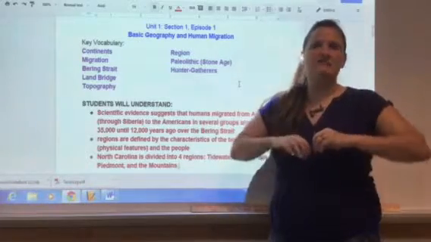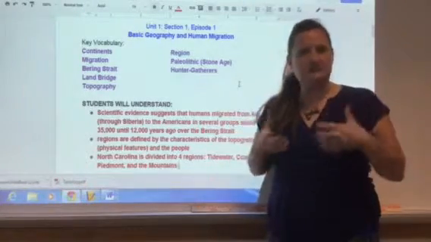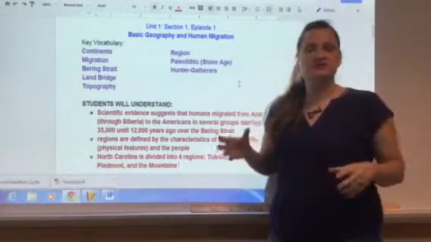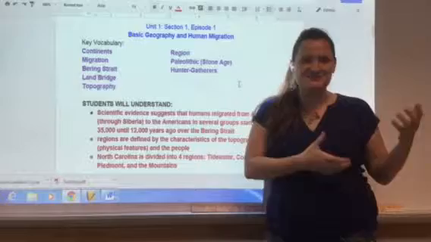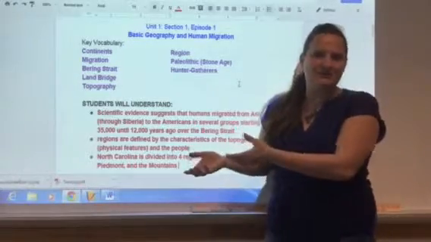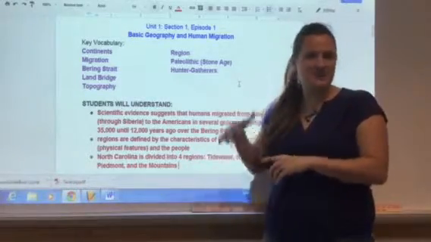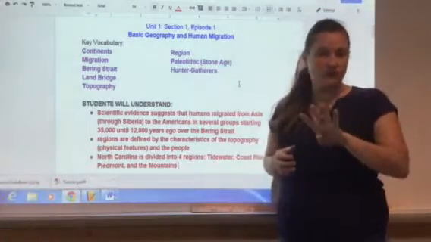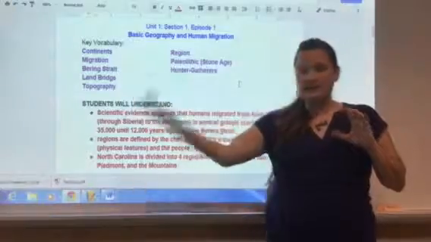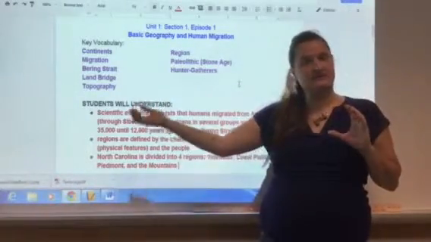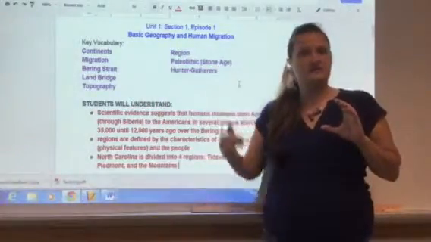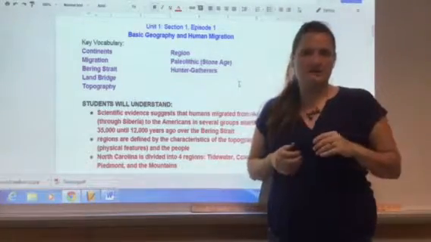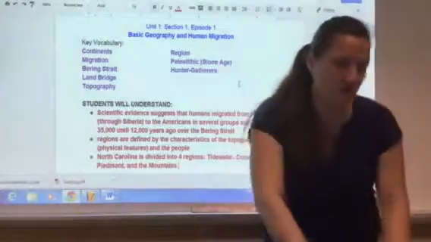We're also going to talk about regions. Those are defined by the land, the quality of the land, and the type of land, the topography. We'll define each region. For example, the mountain region has mountains. The tidewater region has lots of water. It has the sounds, and of course it's right next to the Atlantic Ocean. North Carolina is divided into 4 regions when you're talking about east to west. So east, starting by the Atlantic Ocean, you've got the tidewater, then the coastal plain, the Piedmont where we live, and then the mountains region by Tennessee in the western part of the state.